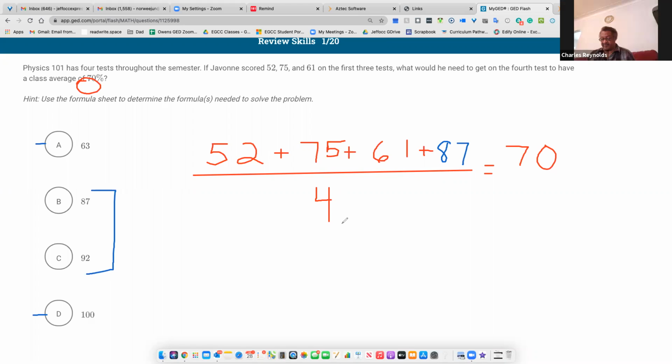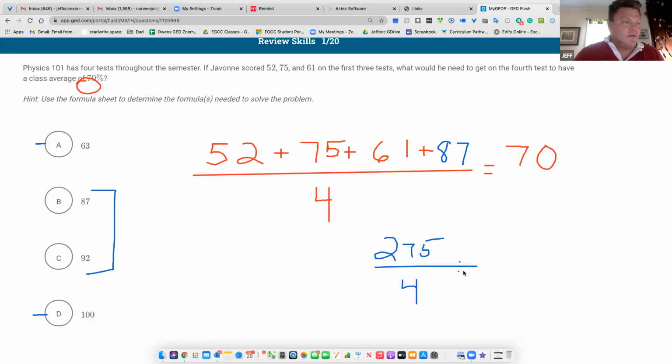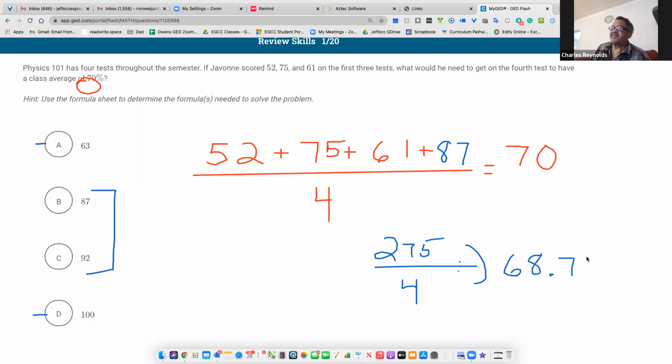188 plus 87. That's 275, right? Yeah, 275. So then 275 divided by 4. That would be 275 divided by 4. Gives us 68.75. Not only do we know it's not the right answer, it's also not high enough.